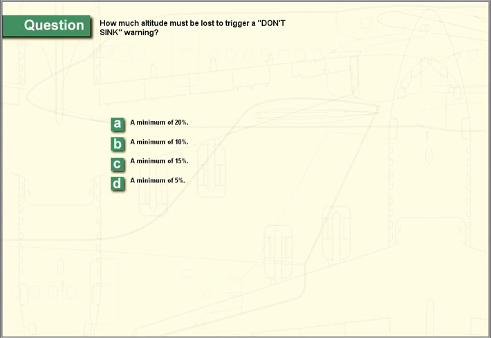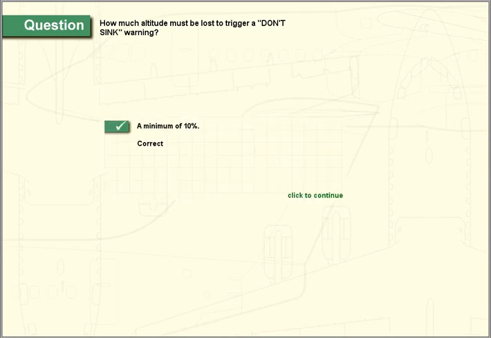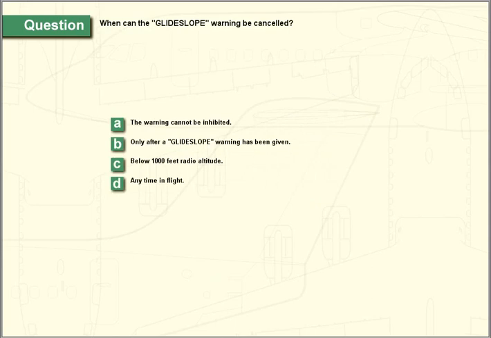How much altitude must be lost after takeoff to trigger a "Don't sink" warning? When can the glideslope warning be cancelled?